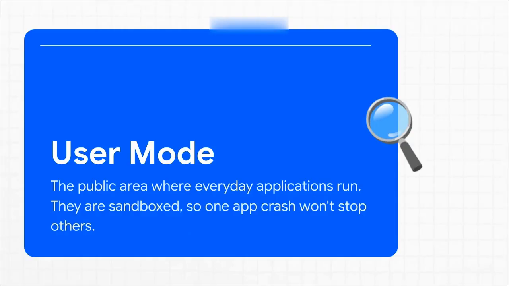So first up, we have user mode. Think of this as the public part of our city. It's the parks, the streets, the cafes. This is where all your applications live. Your web browser, your music player, your games. They're all running here in a safe, sandboxed environment. Which is awesome, because if one app crashes, who cares? The rest of the city just keeps on running.